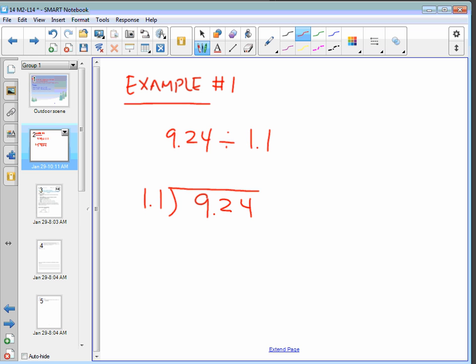Ed, what do you remember? I remember that we have to move the decimal from one place to the left or the right? Left or right? Everybody remember that we've got to make this a whole number? You can't have a decimal outside the house. You have to make it a whole number.